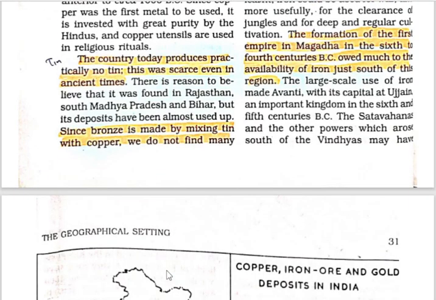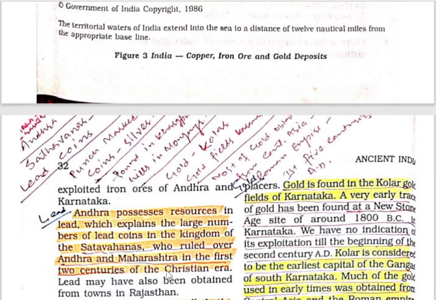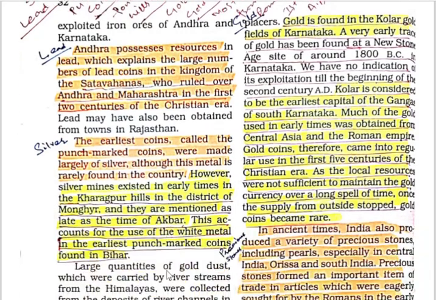Now, when you read about the formation of the big empires, especially that of the Magadhan Empire, you'll realize how important a role iron played in the emergence of those big empires. Okay, so that is why we see that the Magadha Empire emerges because those areas were rich in iron ore. So lead, Andhra possesses resources in lead, which explains the large number of lead coins issued by the Satavahanas. Now the Satavahanas ruled over Andhra and Maharashtra in the first 2 centuries of the Christian era. That is first and second century AD.